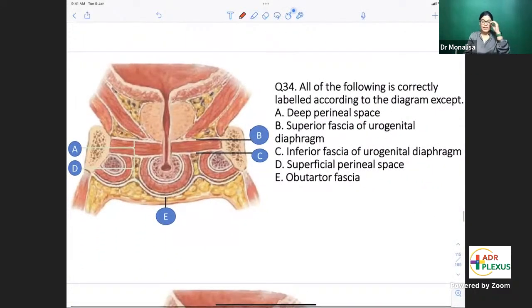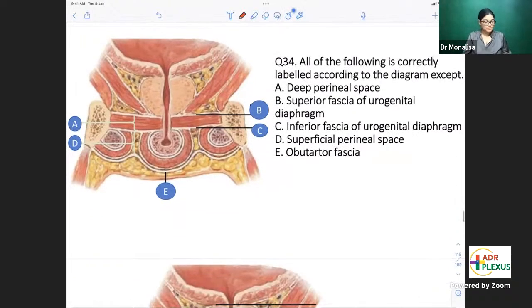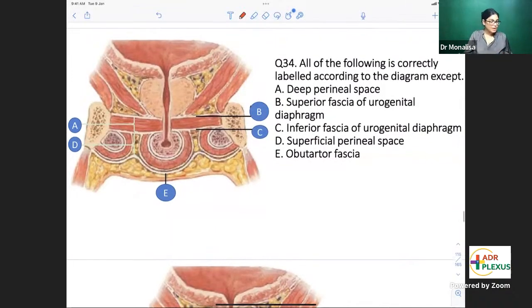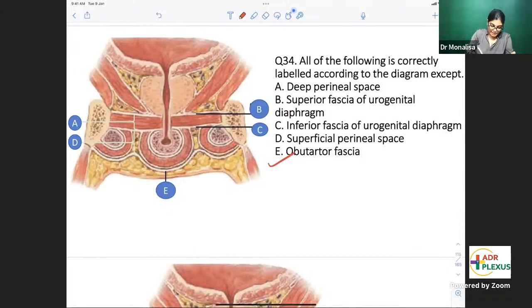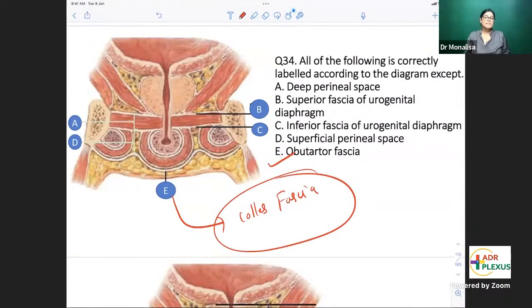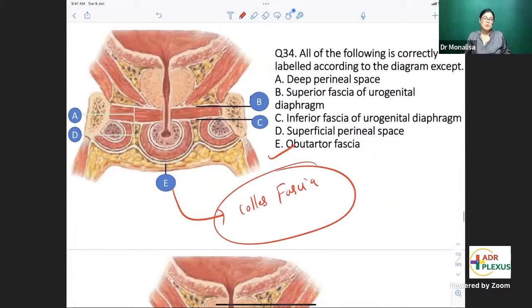All of the following is correctly labeled in this diagram except. So A, B, C, and D. According to you, which is the incorrect labeling, dear? So I got an answer E, and definitely all of you are right. Why? Because what is E? E is Colles fascia. It is not obturator fascia. Absolutely correct, dear.